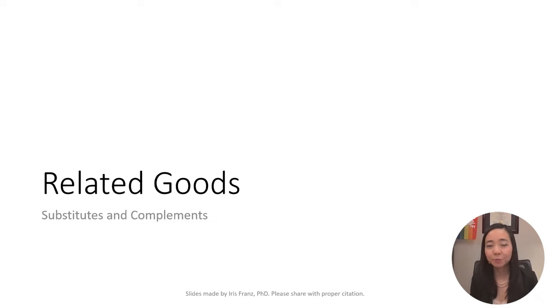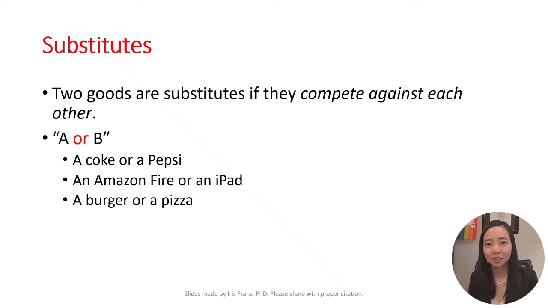Before we discuss how the price of related goods can shift the demand curve, let's first define what related goods are. Two goods are related when they are either substitutes or complements. Two goods are substitutes when they compete against each other. Intuitively, think about A or B. For instance, when you want a cola, you typically choose either a Coke or a Pepsi, but rarely both at the same time. It's usually one or the other.